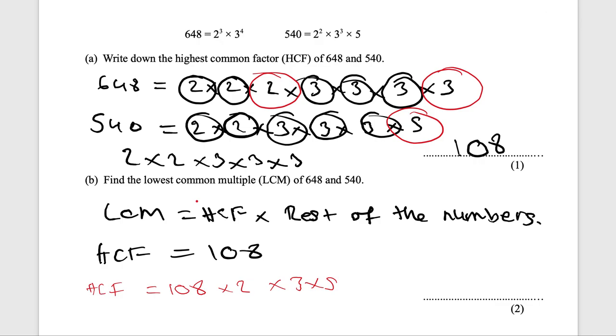You can just type that into your calculator. 108 multiplied by 2 multiplied by 3 multiplied by 5, which would get you an answer of 3240. Okay, and you can even check your answer by doing 3240 divided by 648, and you should get a whole number. And you can do the same with 540 and you will still get a whole number. Okay, and this question is worth 1 mark, this question is worth 2 marks.